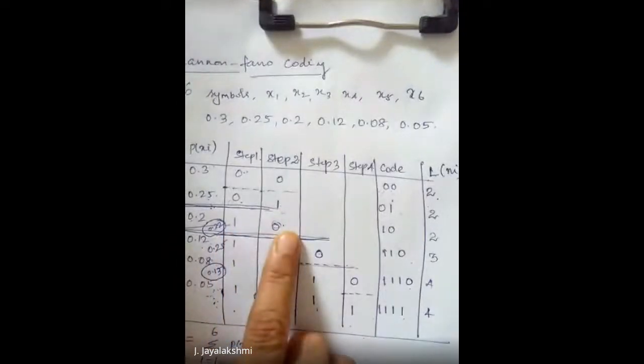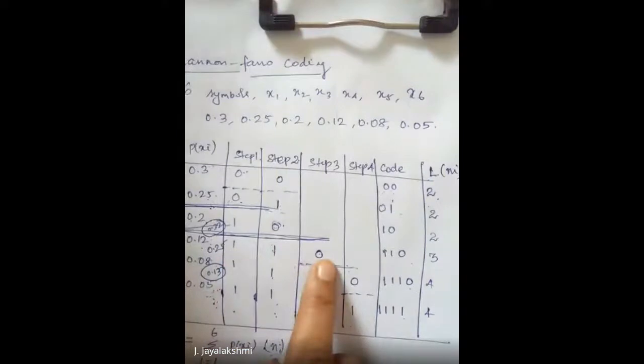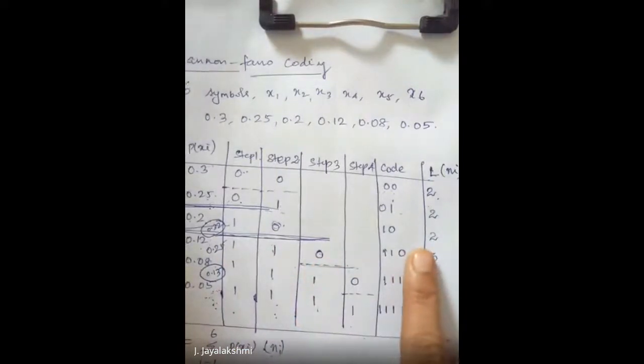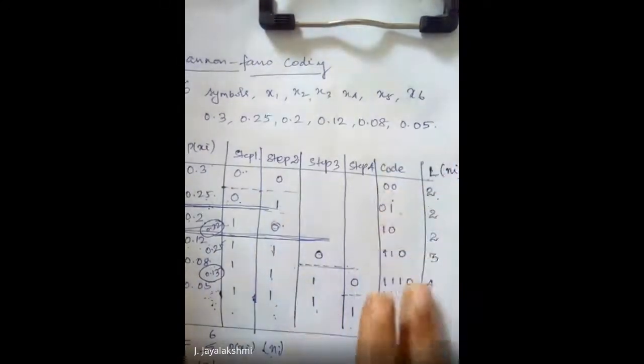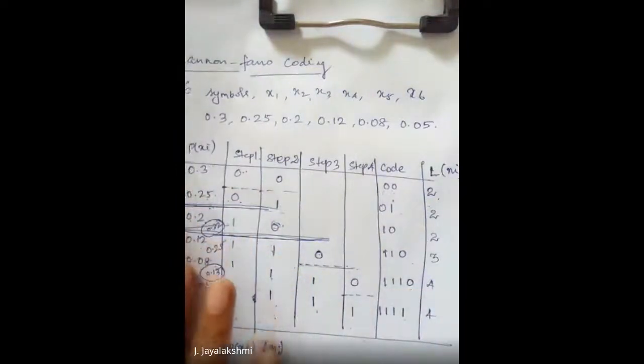x2 is 01, x3 is 10, x4 is 110. So write accordingly. Next one is 1110, and the last symbol is 111. So this is the code word for each and every symbol, x1, x2, x3, x4 up to x6.